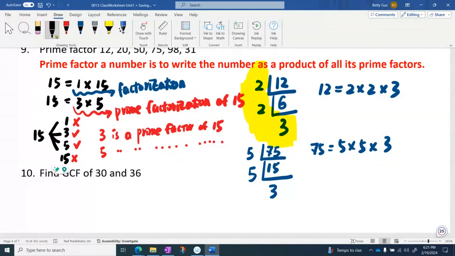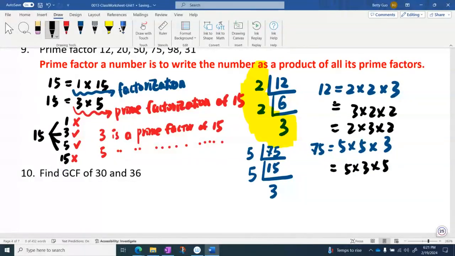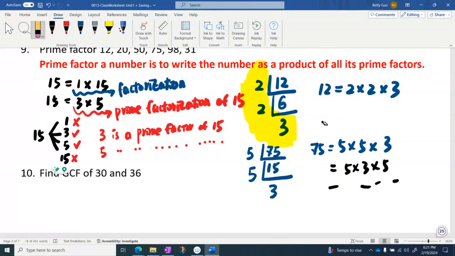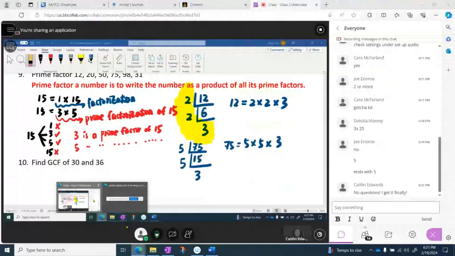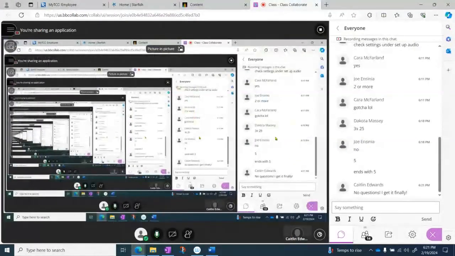Anybody want to ask the question? For example, 12. Is that correct? We write 12 as 3 times 2 times 2, or 2 times 3 times 2, and write 75 as 5 times 3 times 5, or 3 times 5 times 5. Would the order of those prime factors in the prime factorization matter? It doesn't matter. Okay, guys? Yeah, the order does not matter. No questions?